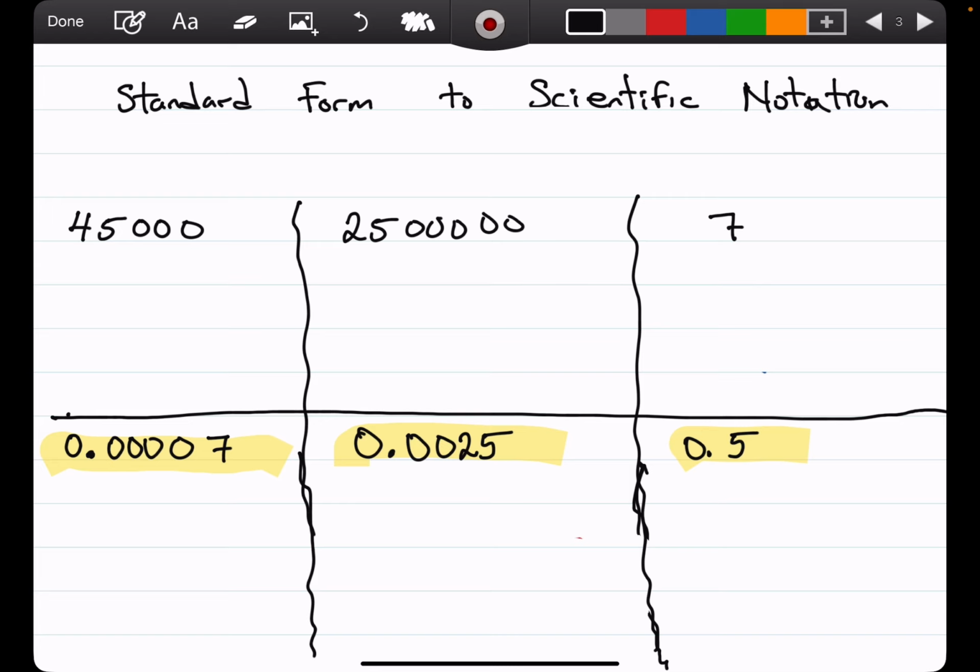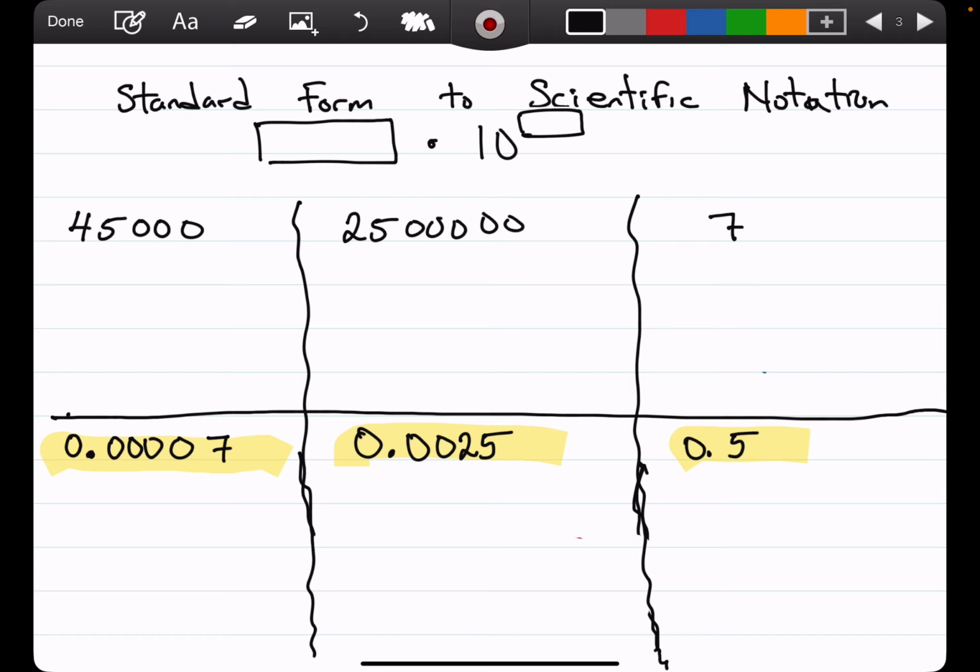But we need to understand first what a scientific notation will always look like. You know, it's going to be a number times 10 raised to a power. I'm going to give you the cheat code. You see, the first number has to be between 1 and 10.